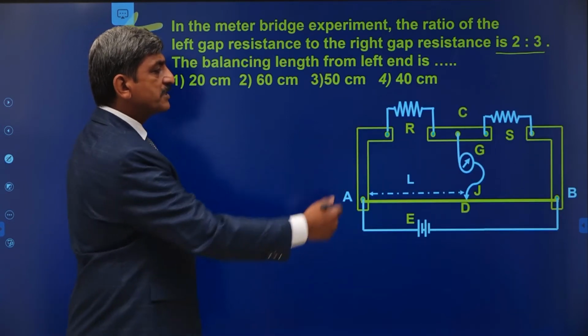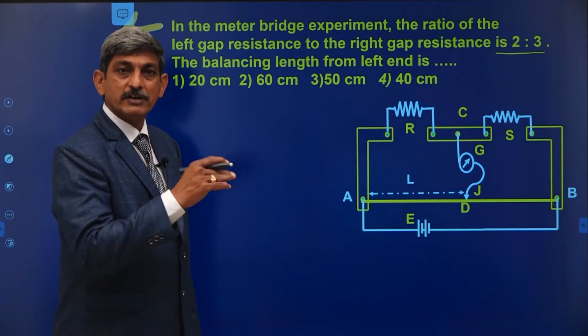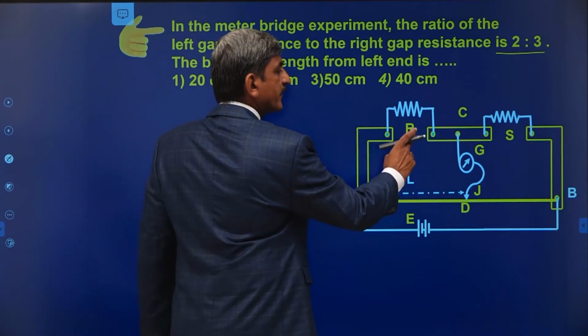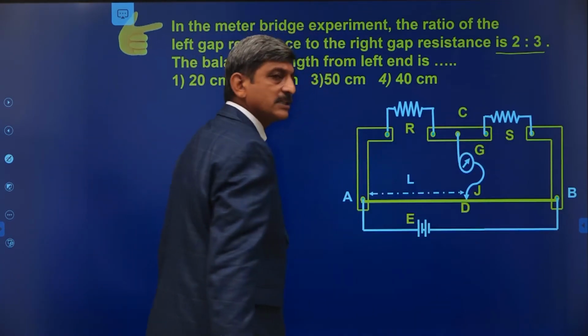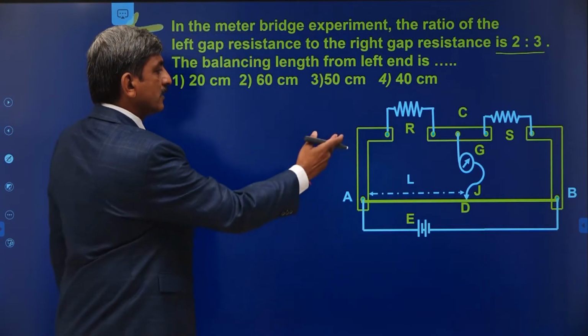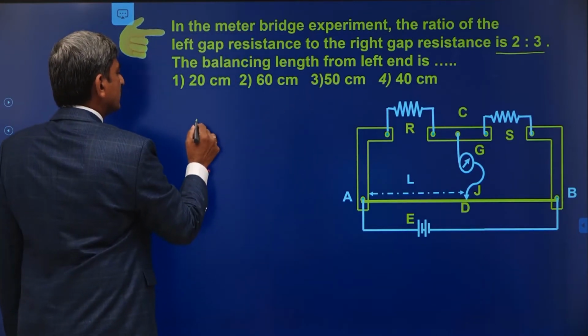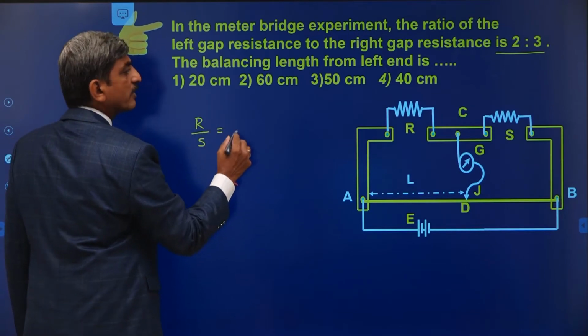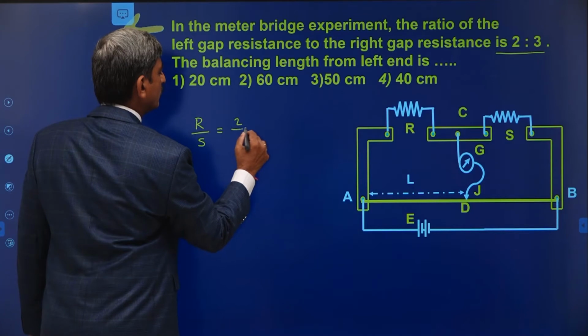For that, look at the screen. So this is the meter bridge circuit, what we studied in our previous session. Here R is the resistance in the left gap, S is the resistance in the right gap. So it is given that the ratio of the resistances in the left gap to the right gap, that is R by S, is equal to 2/3.